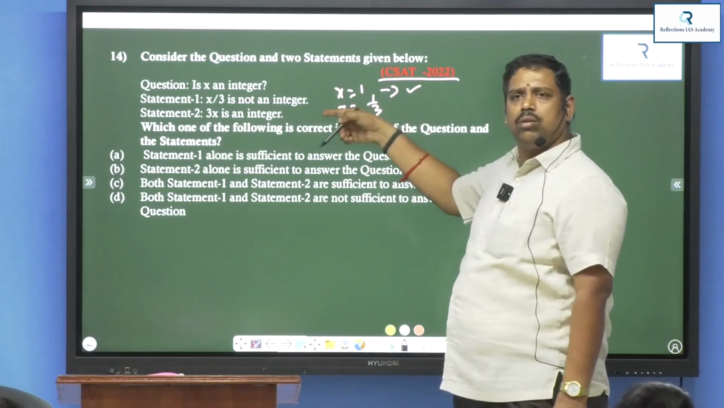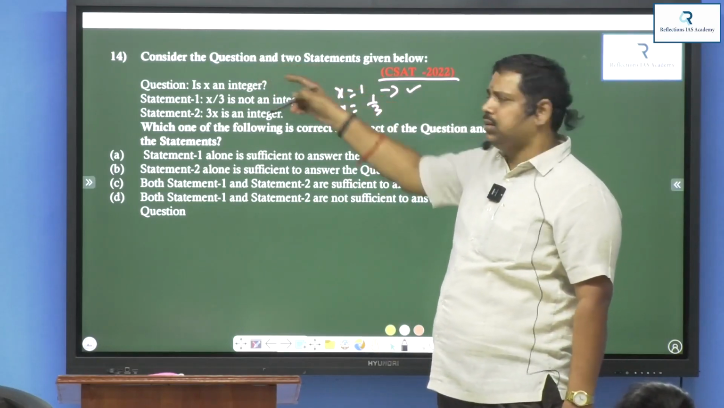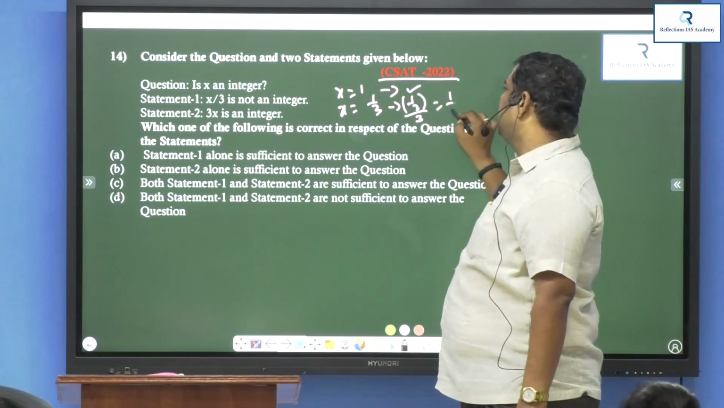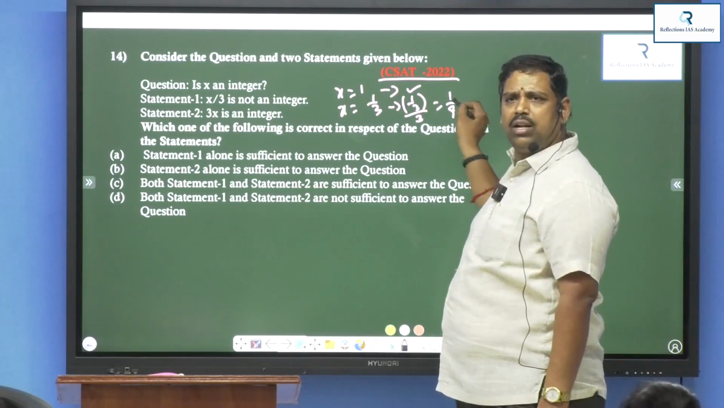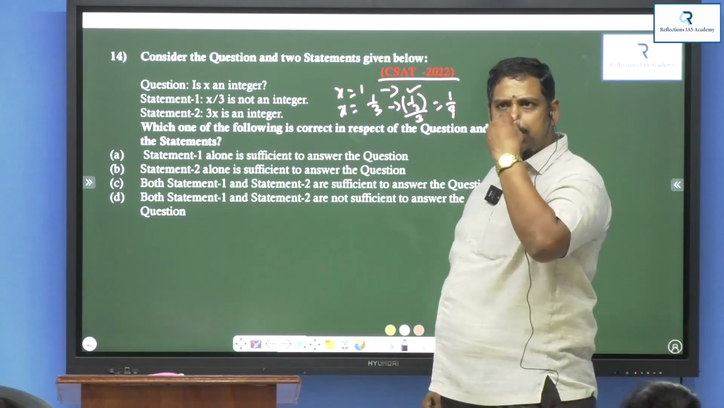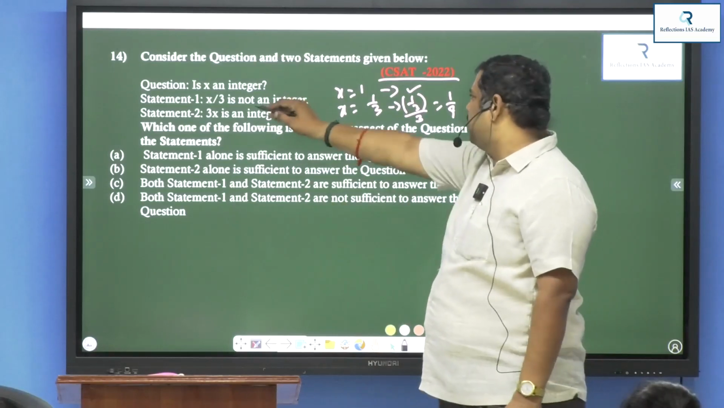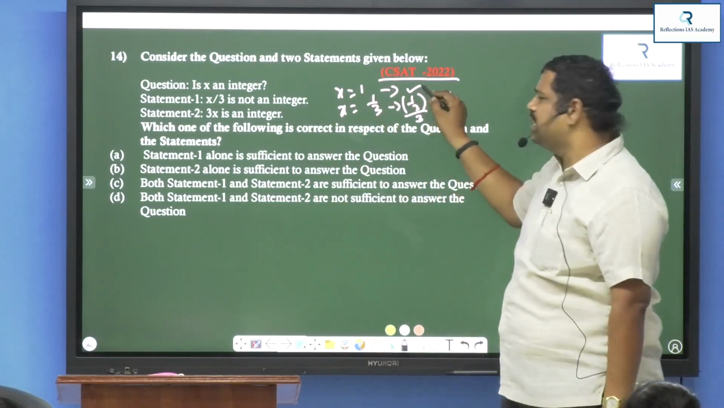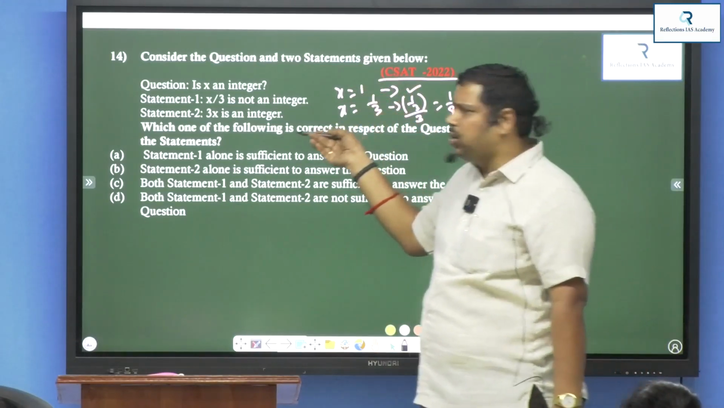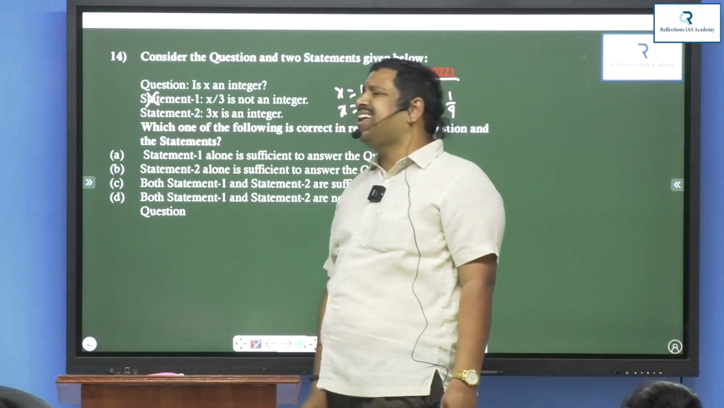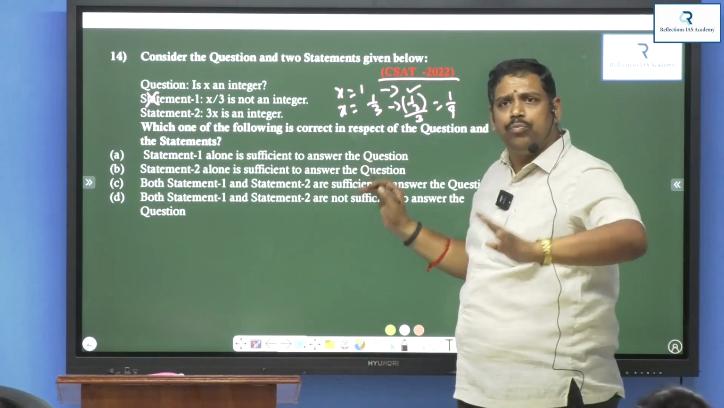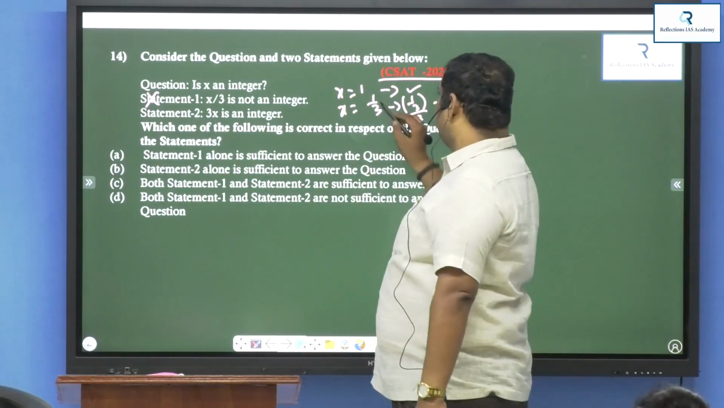Yes or no? But X is an integer in the first case. X is 1 by 3 now. 1 by 3 by 3 will be 1 by 9 now. Is it an integer or not? Not an integer. Now tell me, X is an integer or not? Say it loudly. So if X by 3 is not an integer, in both the cases it is happening. But sometimes X is an integer, sometimes X is not an integer. So now tell me, from S1 alone, are you able to decide or unable to decide? Okay, A alone sufficient is ruled out. Yes or no? Here now it's the turn for B.